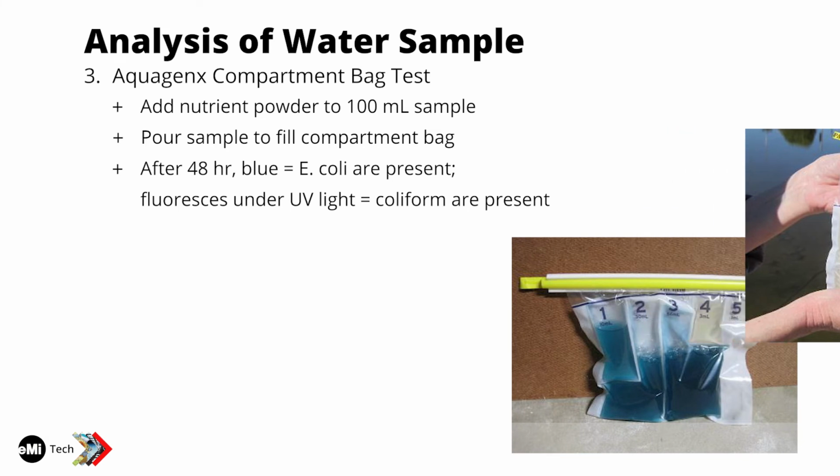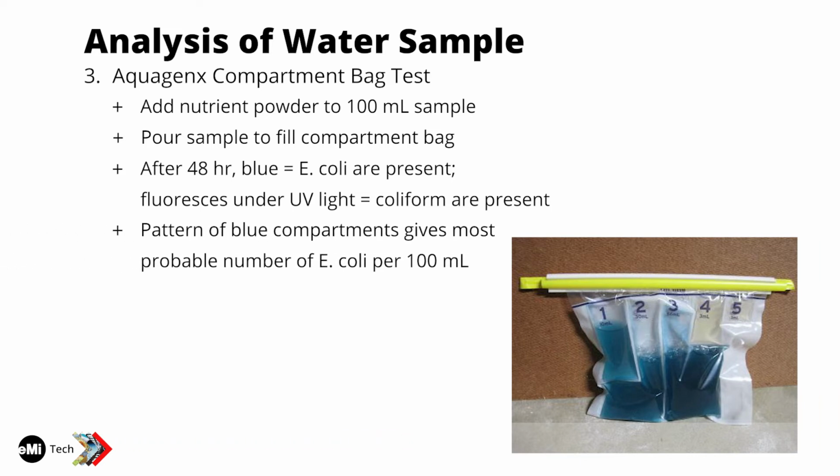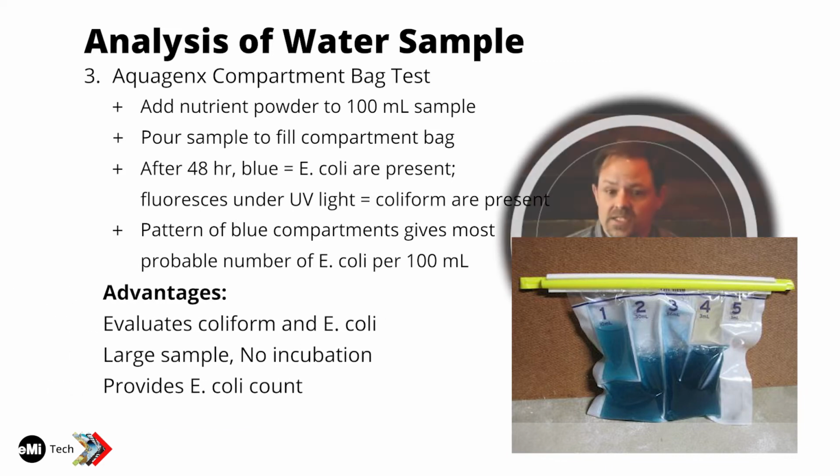Again, you don't have to keep it at body temperature. And then an interesting thing about this test is after you conduct it, if it changes from its initial color of yellow to blue, that indicates the presence of E. coli in that compartment. And then you can also use the ultraviolet light to determine if you have the presence of coliform, other types of coliform. And as I mentioned, the specific pattern of blue and yellow compartments that you see will give you that most probable number estimate for the E. coli in your sample.